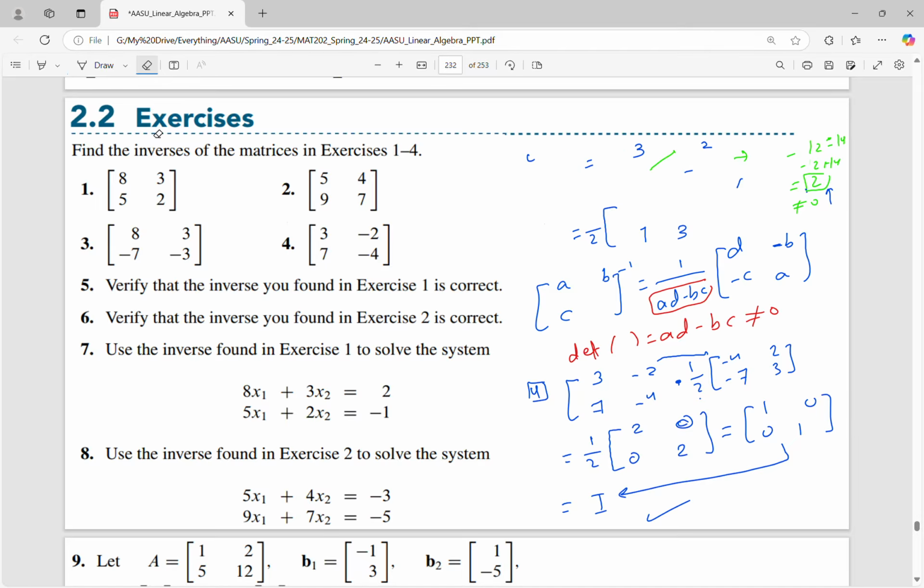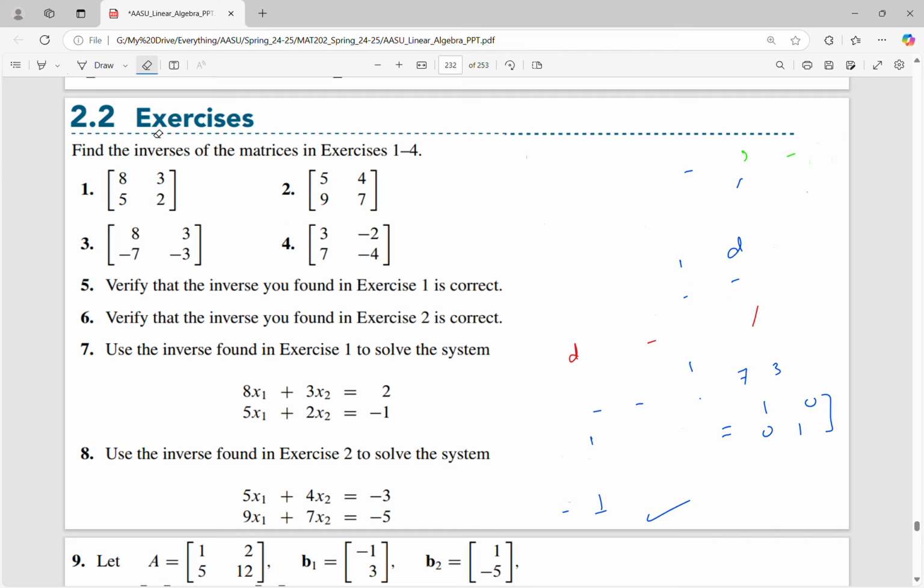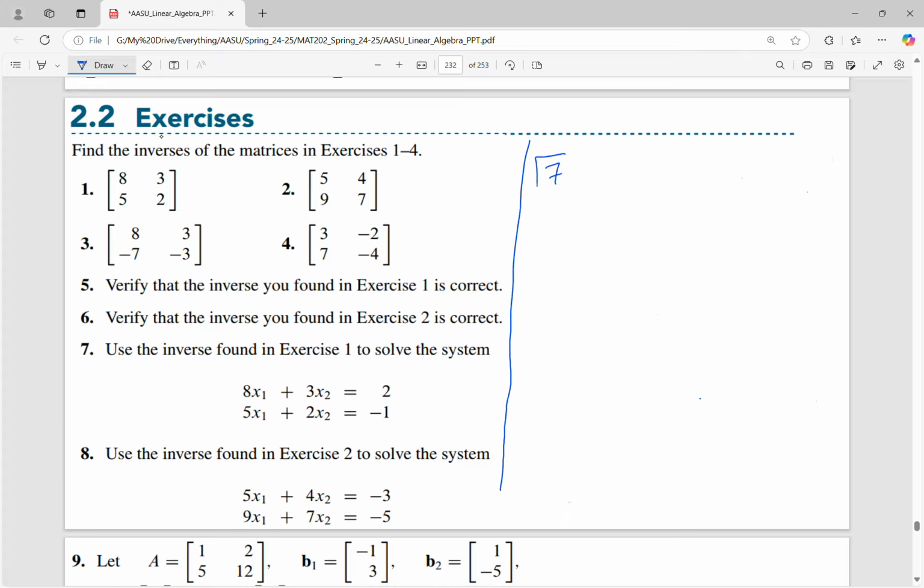Okay, now let's move to question number 7. And this covers a main idea in this section, which is use the inverse you found. So in the first exercises from 1 to 4, we found some inverses. Now we want to use these inverses, استعمل هاي الانverses, to solve systems. So for question 7, I need to recall something.